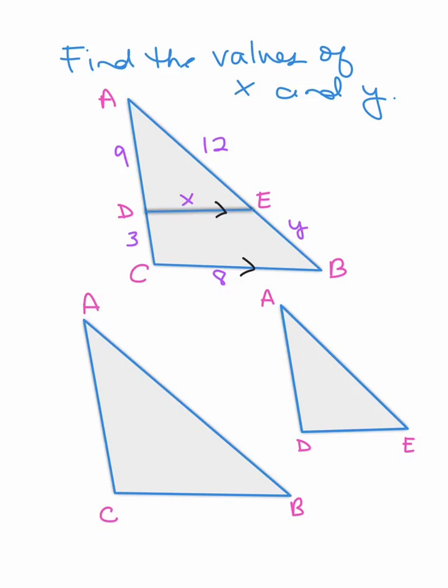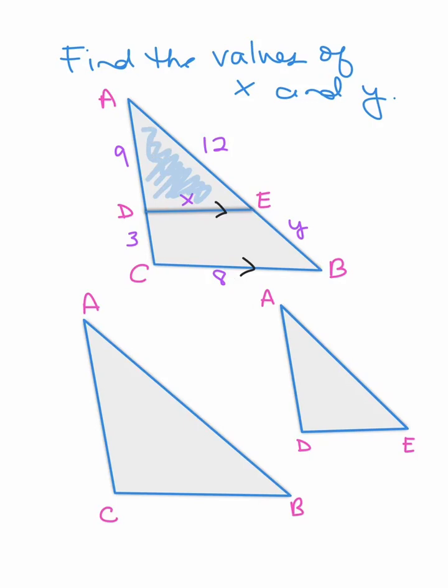Our next problem says to find the values of x and y. So I'm trying to figure out if I can say that these triangles are similar. I have the bigger triangle ABC, and then I have this smaller triangle above it, just to see if I can see if they're similar at all. So this is the smaller one, and then ABC, I need to see if I can prove that they're similar.